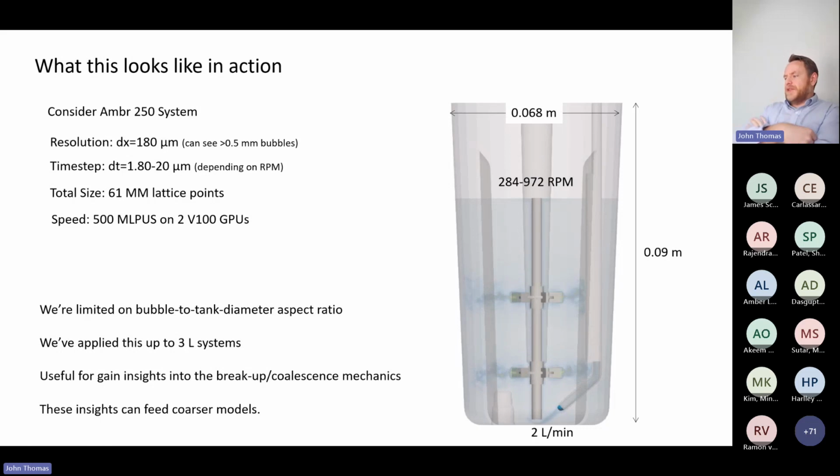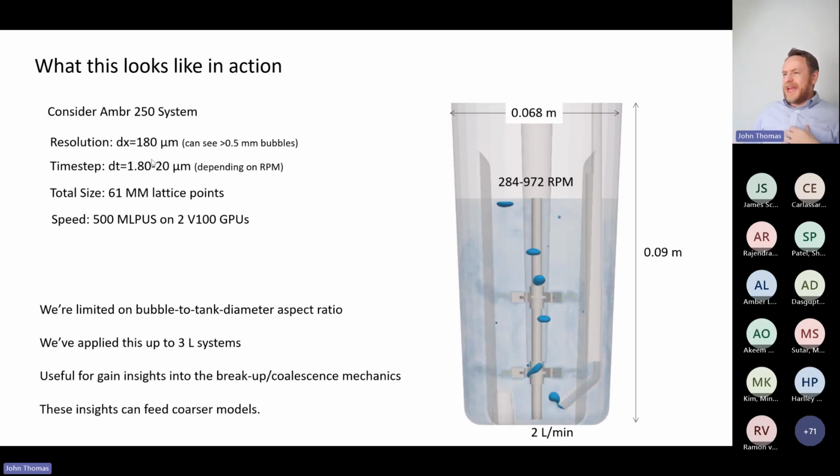This is an Ambr 250. This is operating at an impeller speed, I think this is 284, the lower impeller speed. We're not getting much breakup. But again, we're not telling the code to do anything. We're just specifying flow rates and boundary conditions, and all of the multi-phase flow, the breakup mechanics, the bubble shape, the bubble evolution just happens as a consequence of Navier-Stokes, as it were.